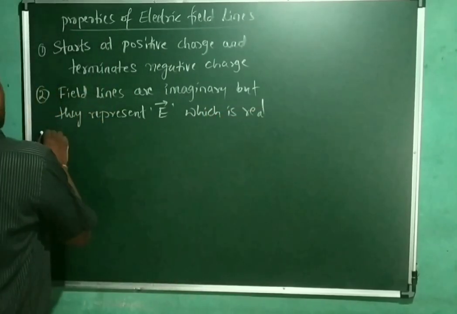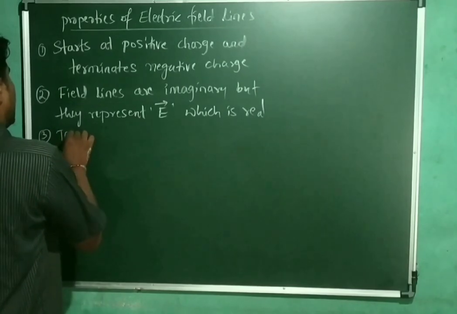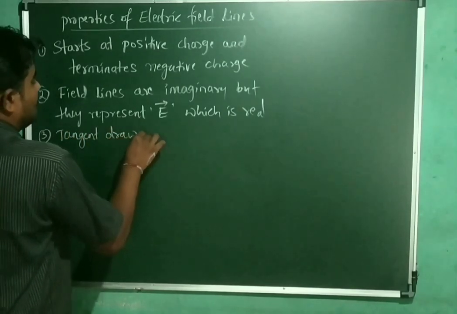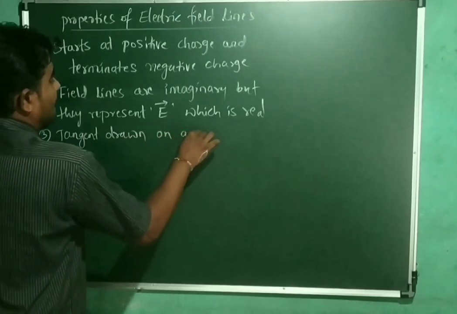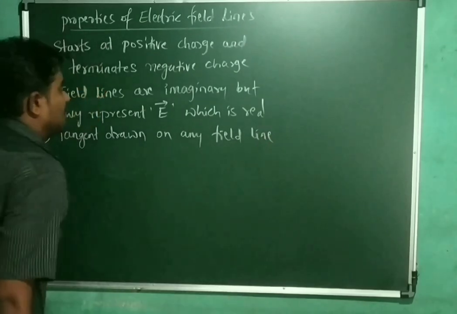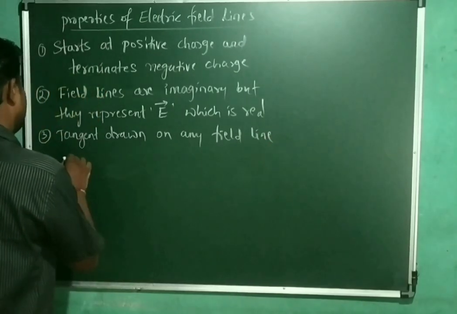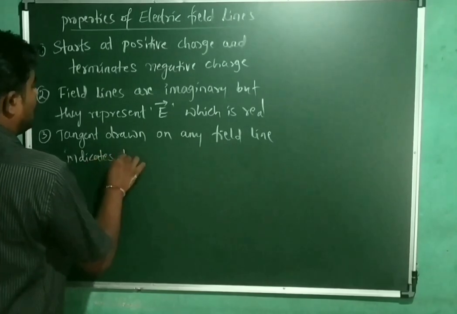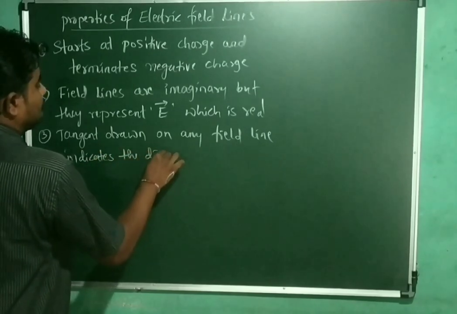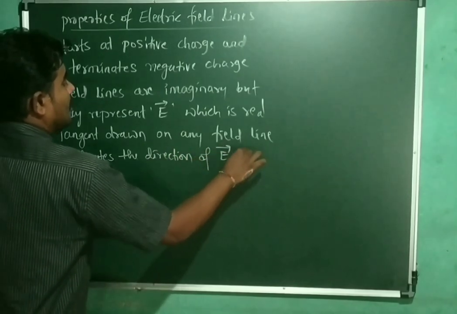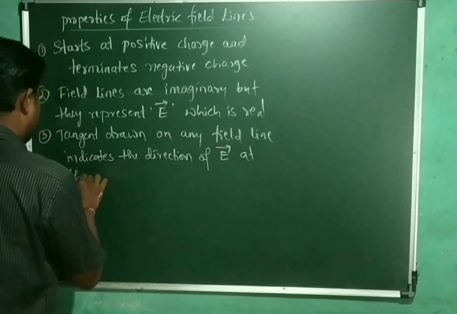And the third property: a tangent drawn on any field line indicates the direction of electric field at that location.